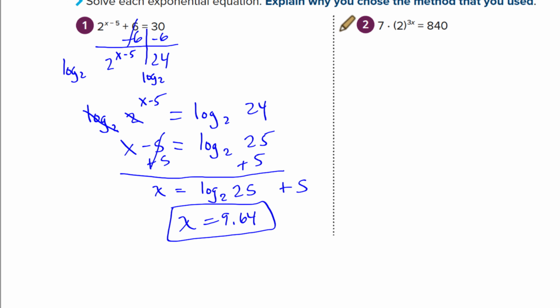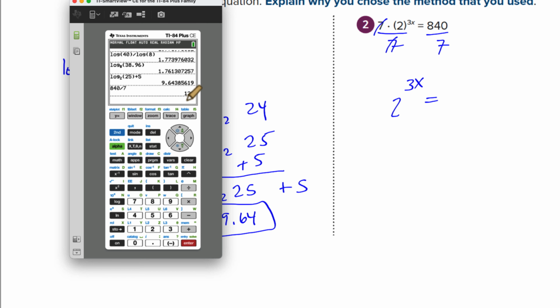Now look at number 2. Notice how it's a little bit different because we have a coefficient in front here, a 7 times 2, and that's raised to the 3x power. So the first thing we can do is get rid of that 7. We're just going to divide by 7. We're going to do the opposite of multiply, and they will cancel each other just like a regular equation. We get 2 to the 3x equals 840 divided by 7. Cal is going to tell us 120, right? So that's what goes on this side.